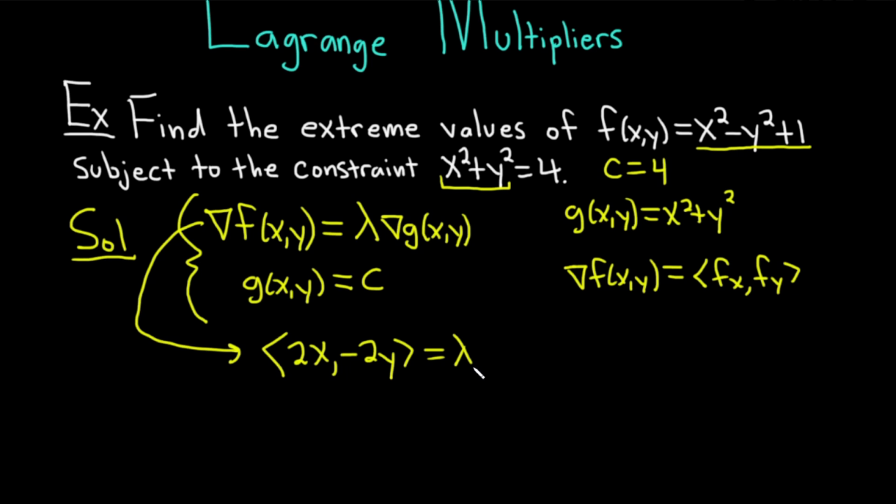Equals lambda times the gradient of g. Now g is even easier. The derivative with respect to x is 2x, and the derivative with respect to y is 2y. Again, that's because when you differentiate with respect to x, all of the y's are constants, so the derivative of y squared is 0. And likewise, differentiating with respect to y, the derivative of x squared is 0. So we have two vectors and they're equal.